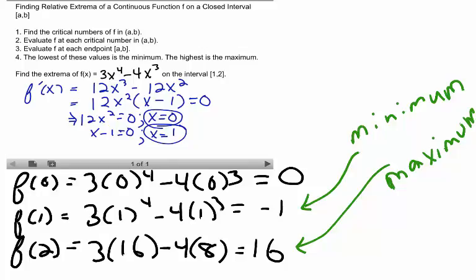Note that a critical number does not yield relative extrema in all cases. For example, f of 0 does not give us a relative minimum or maximum.